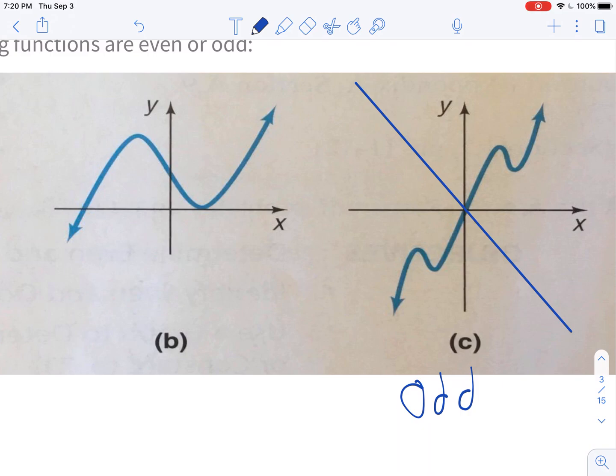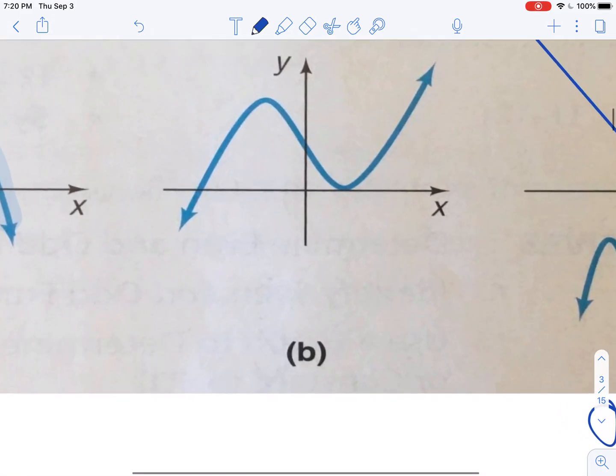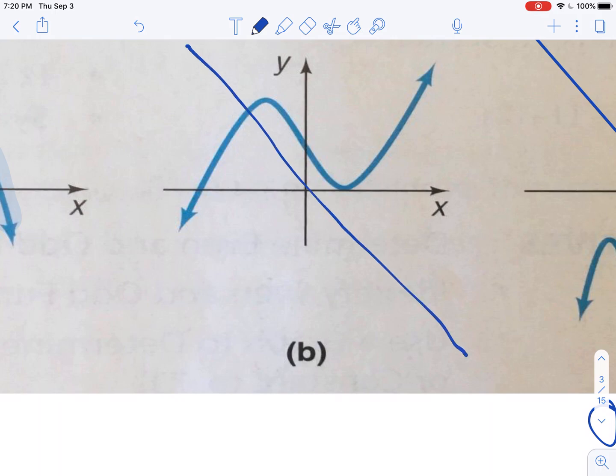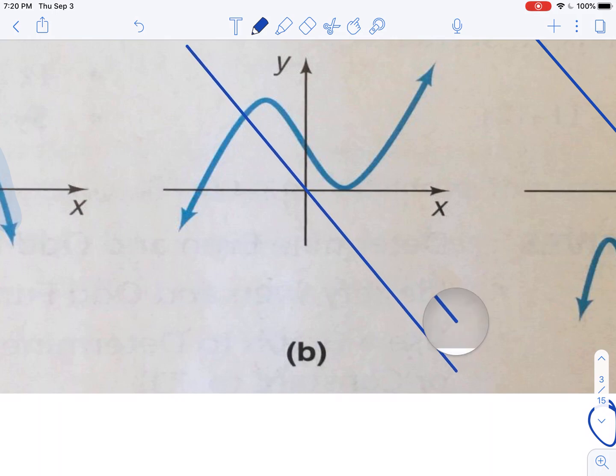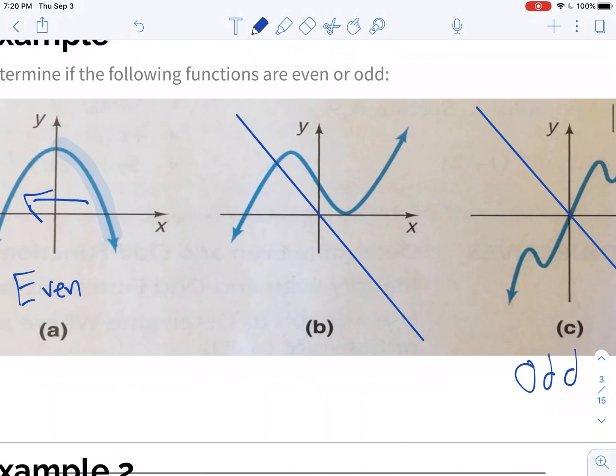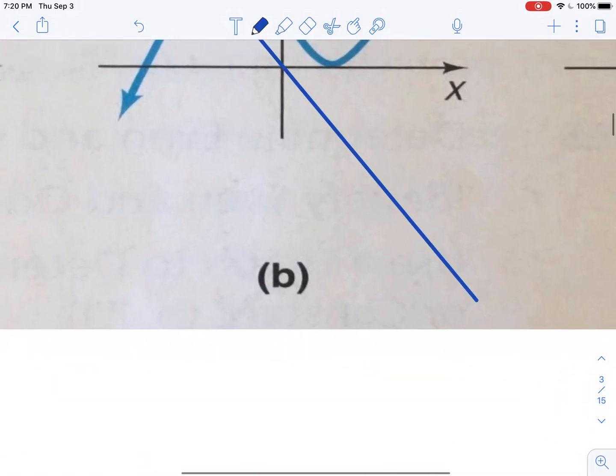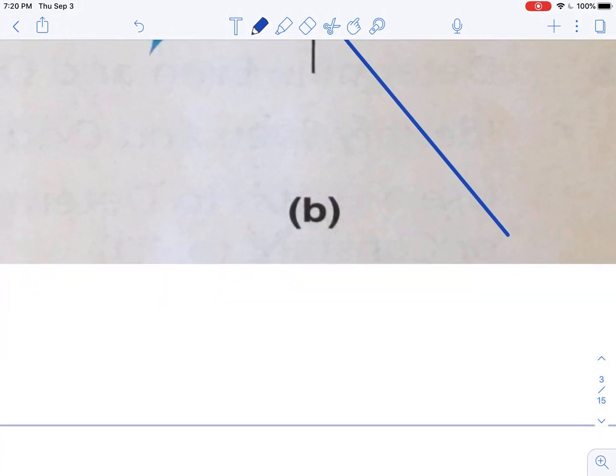Now finally, B. B doesn't have y-axis symmetry. We can see if I fold it across the y-axis, it's not going to lie on top of each other. And then it's even easier to see that if I have this line y equals x, well, I definitely don't have any origin symmetry here. It can't even come close to lying on top of itself if I fold it across that line. So it's got neither y-axis nor origin symmetry, so this means that it is neither even nor odd.